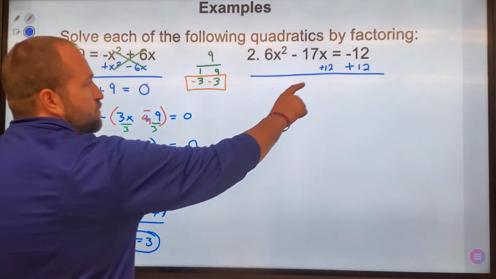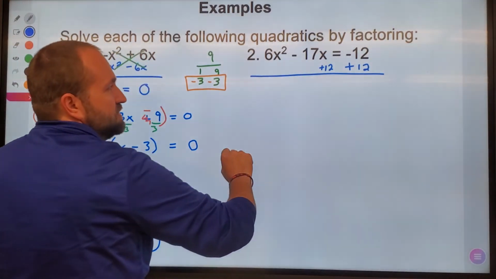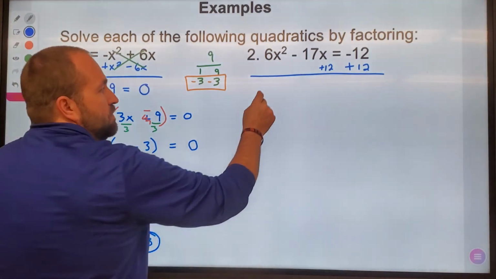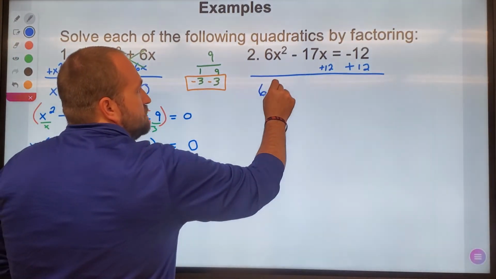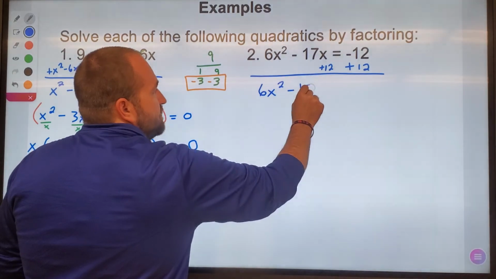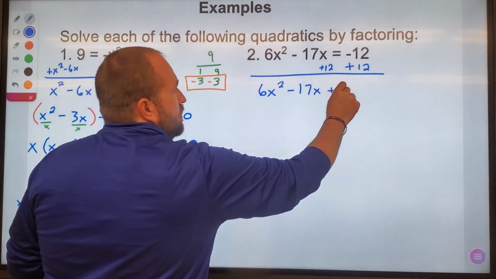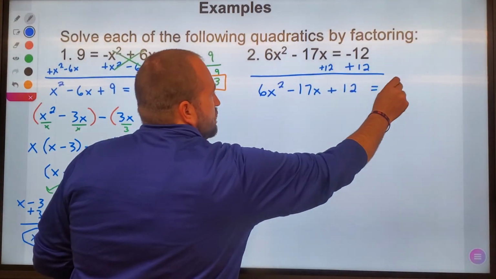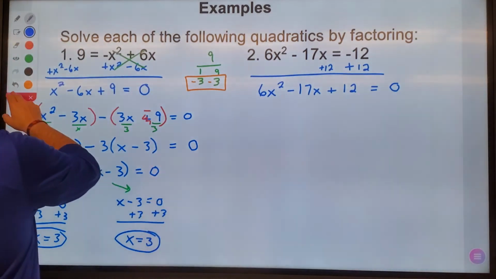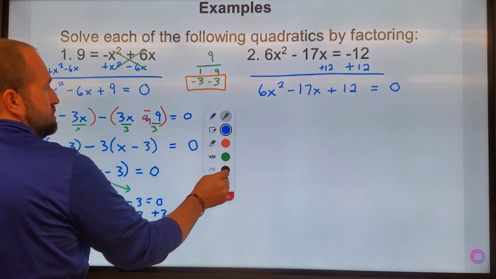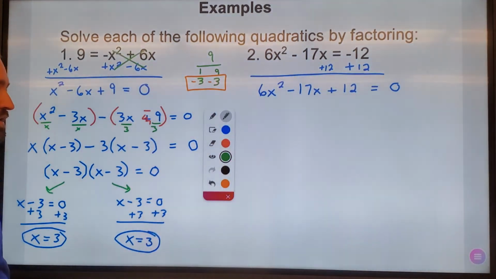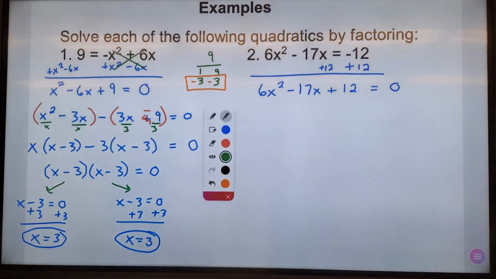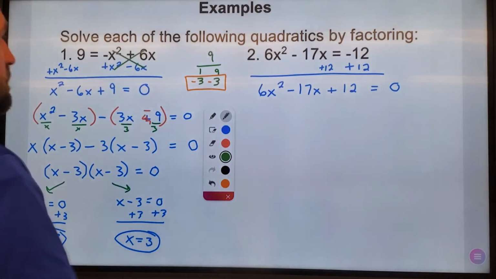That's why this x squared and 6x over here were off to the left, and that's why this 12 here is off to the right of that 17x, because I want it in standard form. So 6x squared minus 17x plus 12 equals 0. Again, then I'm going to look at the a value times the c value. So I have 6 times that 12.